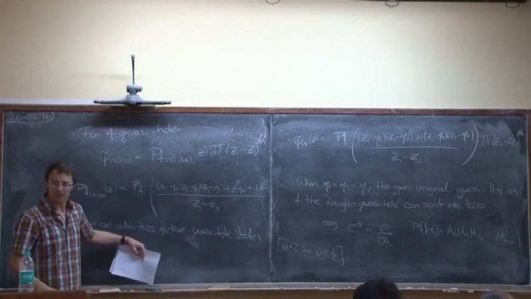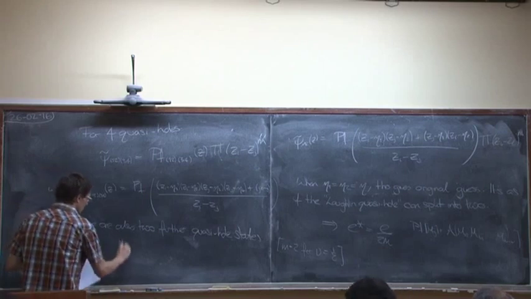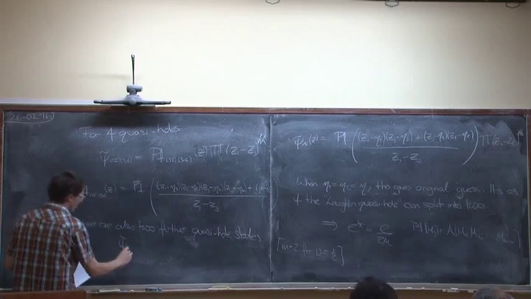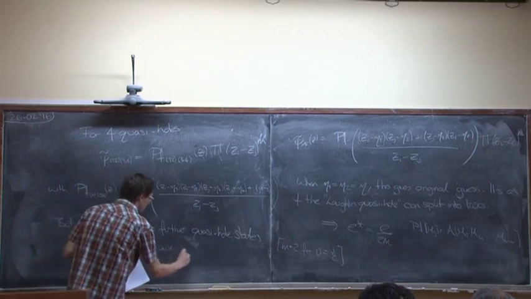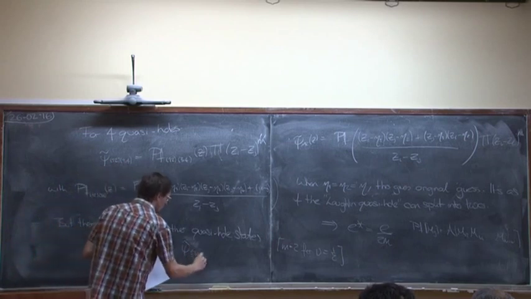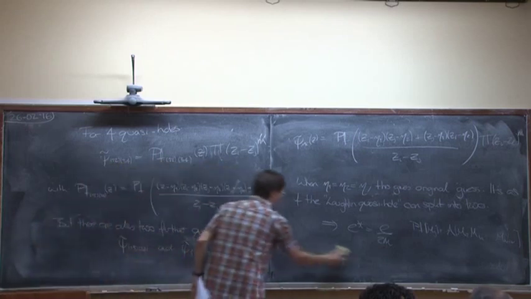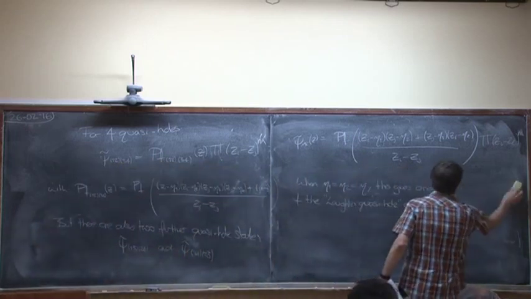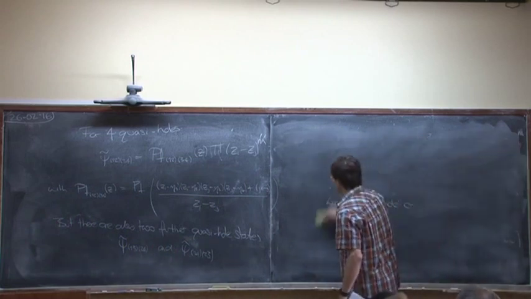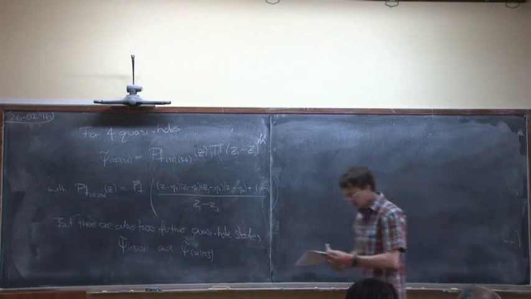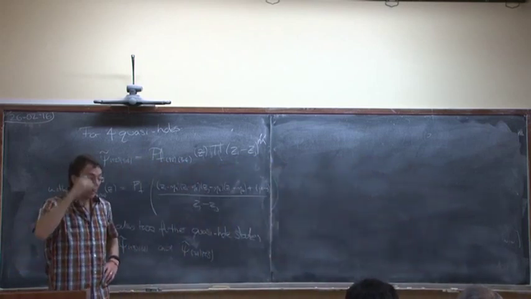It's the obvious thing: you just do the other pairs. You do 1, 3 and 2, 4, and you do 1, 4 and 2, 3. So the quasi-holes come in pairs.